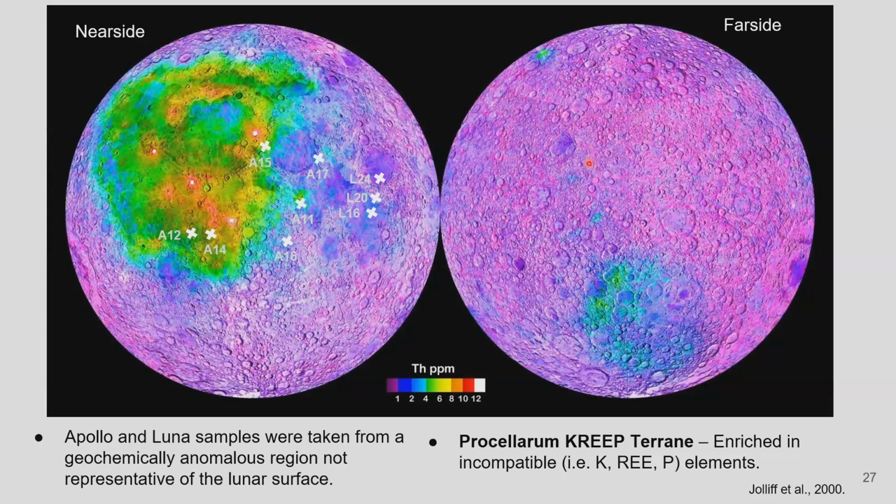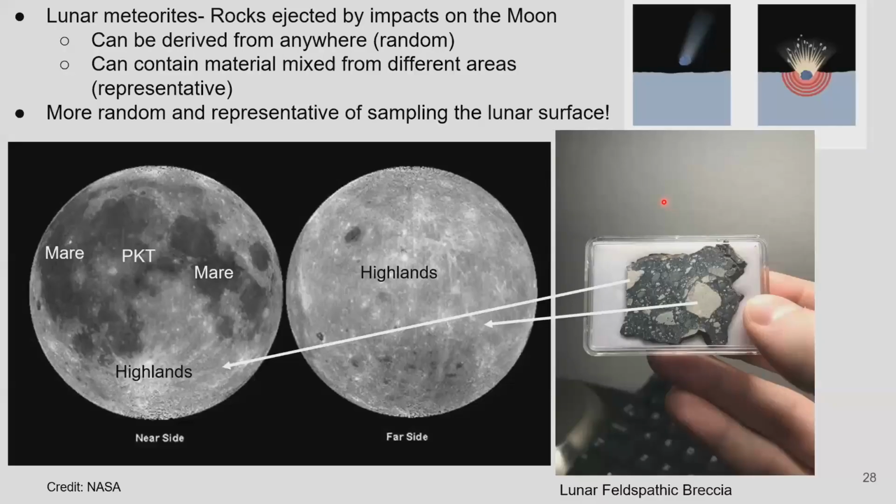And so in the absence of future sampling efforts until Artemis returns in 2025, what can we use instead to give us a better sampling of the lunar far side? And the answer is lunar meteorites.